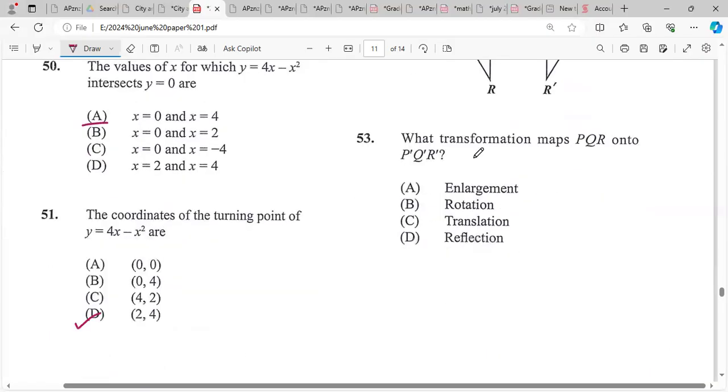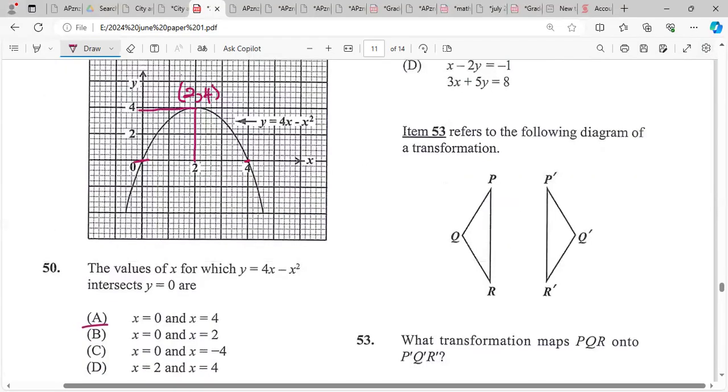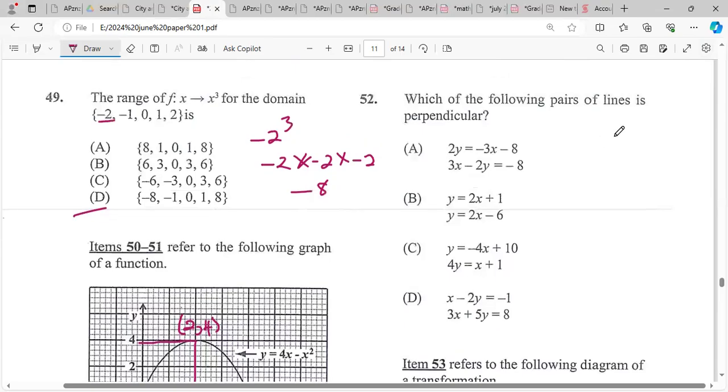Don't go pick 4, 2 by mistake, guys. Watch it. I want to think about the exam. 52, which of the following pairs of lines is perpendicular? Now, when it's perpendicular, it has the negative reciprocal. Alright, so let's see if we can figure it out.